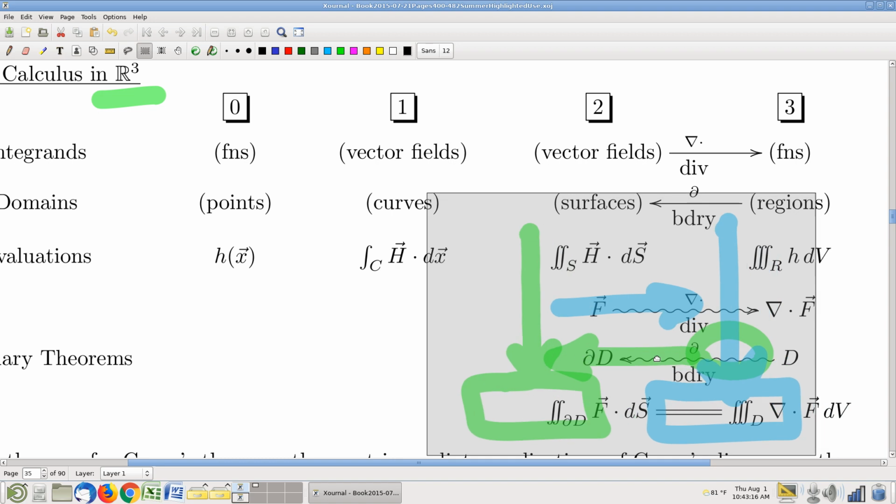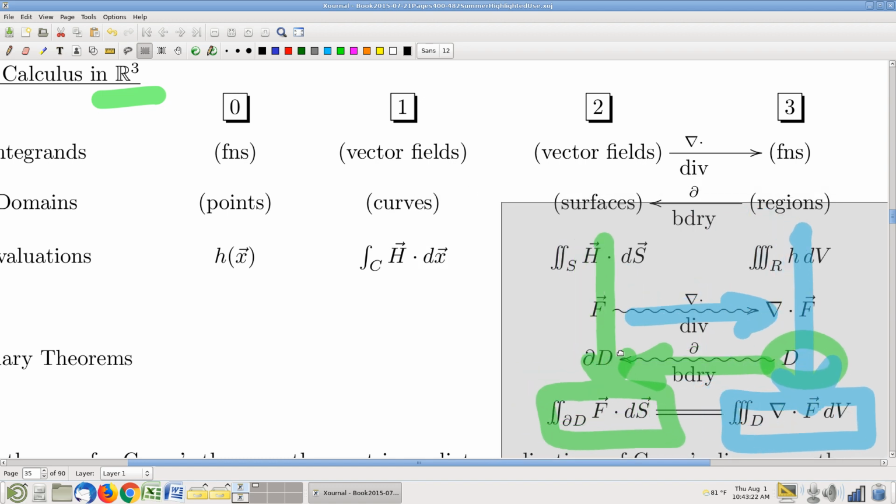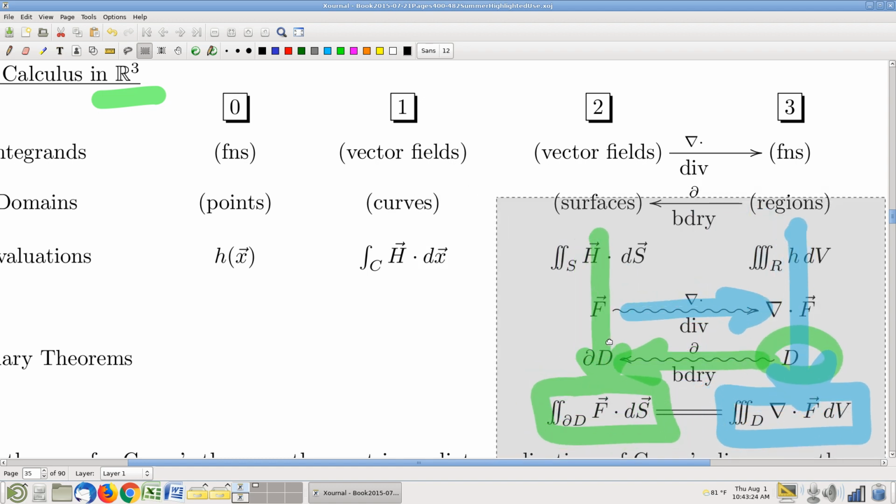Gauss's divergence theorem, fundamental theorem of line integrals. In two dimensions, the same pattern gave us Green's theorem. Right, the pattern is very strong. Okay. All right. Let's see how we're doing.